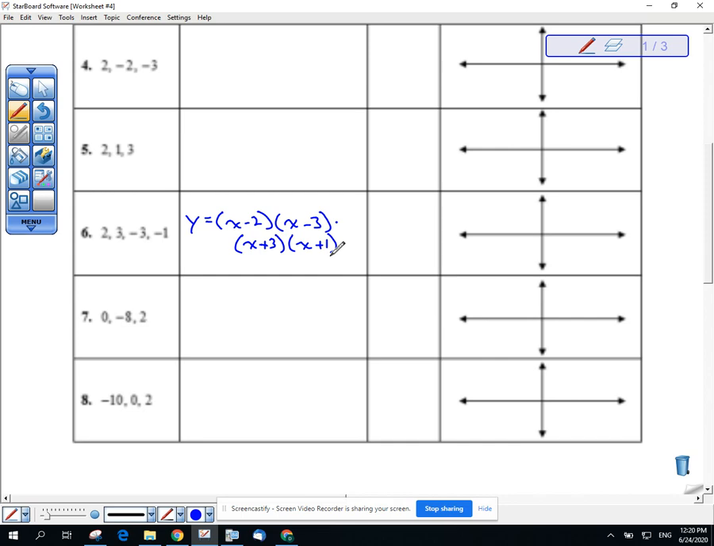Okay, 4 factors. Why 4 factors? Well, because there were 4 distinct zeros. Okay, that means that my graph is going to cross at these 4 points. And I just want to go in order again, -3, -1, 2, 3.